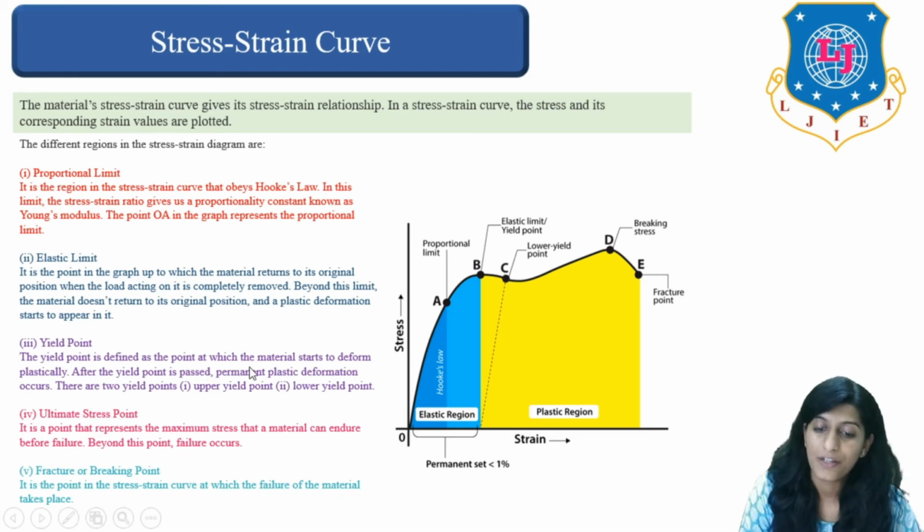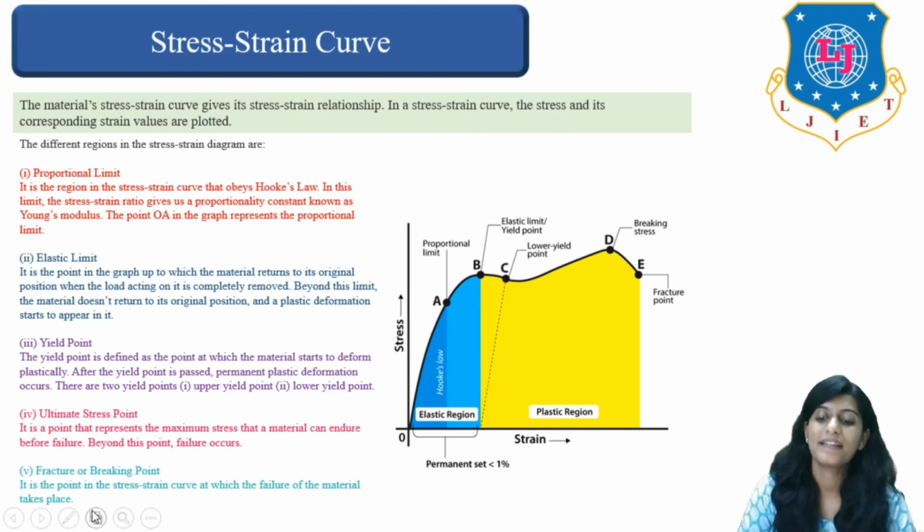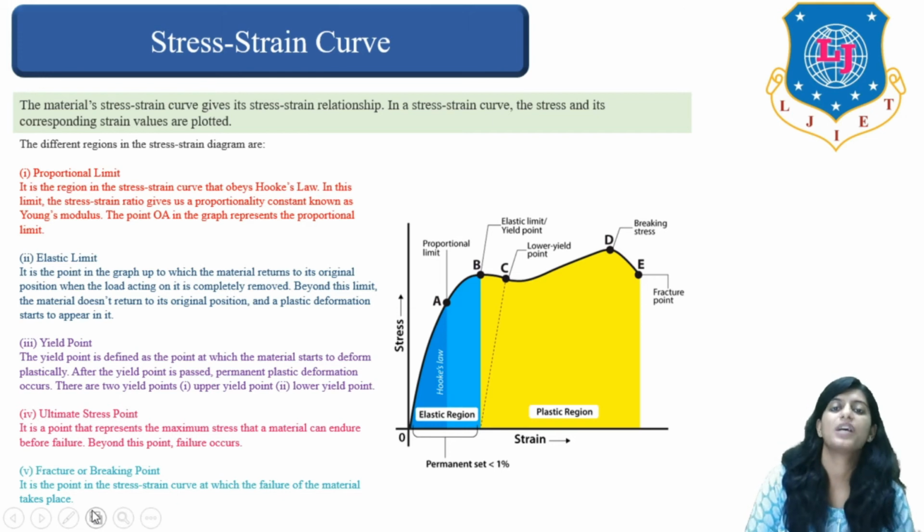Then coming to the third point, which is the lower yield point. At this point, the material will start to deform physically. Even if you remove the load, there is some permanent deformation experienced by that body. Then there is a breaking stress, termed the ultimate stress point. It is the point that represents the maximum stress a material can endure before failure.